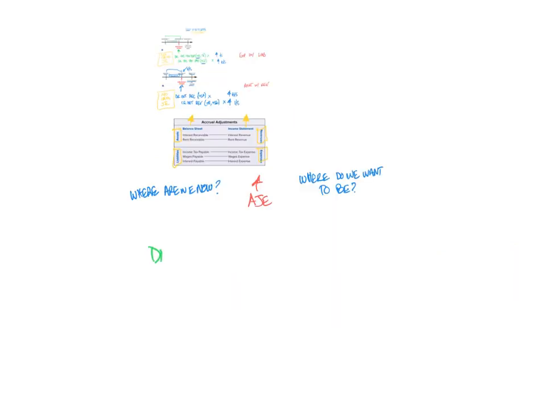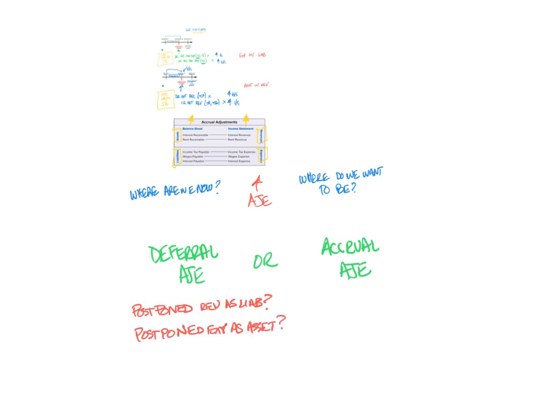Deciding between whether or not you should do a deferral AJE or an accrual AJE, you ask yourself the question, is there a previous journal entry where I've postponed a revenue or expense to the balance sheet and I now have to take it off the balance sheet and put it on the income statement? Remember, it'll be sitting on the balance sheet as either a liability or an asset. And we move the assets under a deferral AJE to the income statement as an expense, and we move the liabilities under a deferral AJE to the income statement as a revenue.